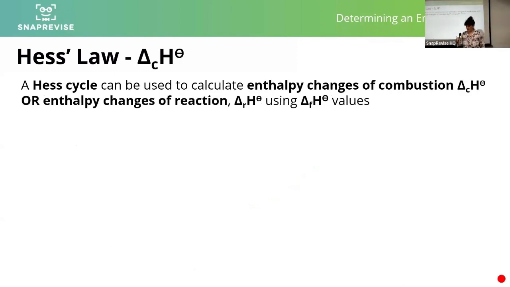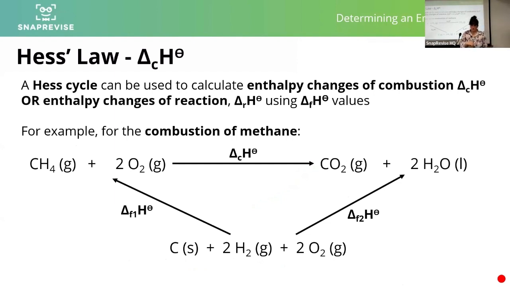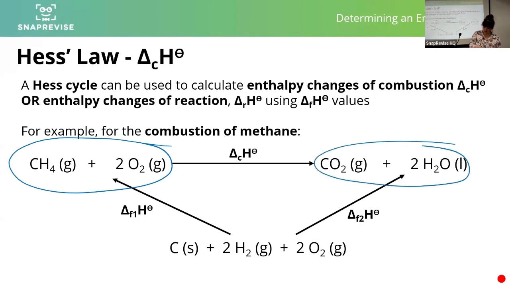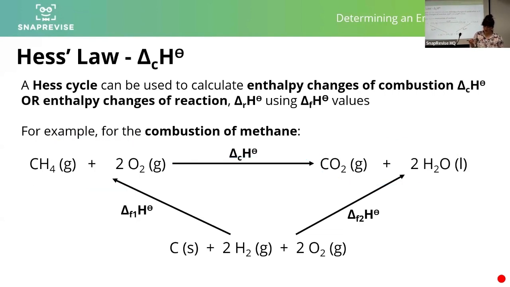If we look at calculating enthalpy changes of combustion or enthalpy changes, a Hess cycle can be used to calculate enthalpy changes of combustion or enthalpy changes of reaction using enthalpy change of formation data. So this is using enthalpy change of formation data. For example, with the combustion of methane: CH4 plus 2 O2 goes to make CO2 plus 2 H2O. That's combustion of methane. If I'm given enthalpy of formation data, I can calculate this enthalpy change of combustion amount.